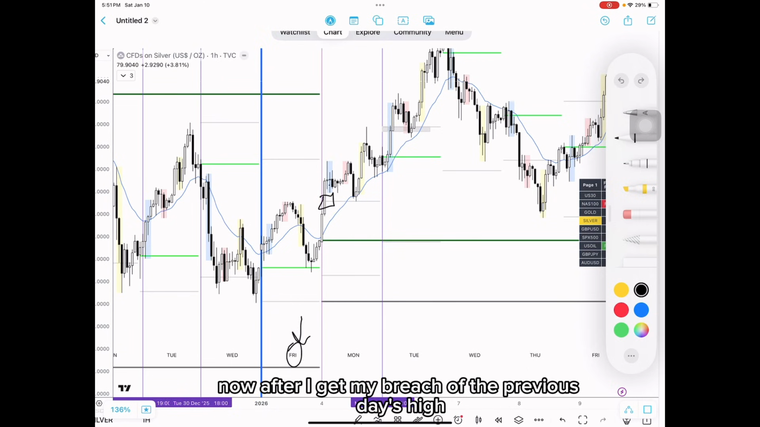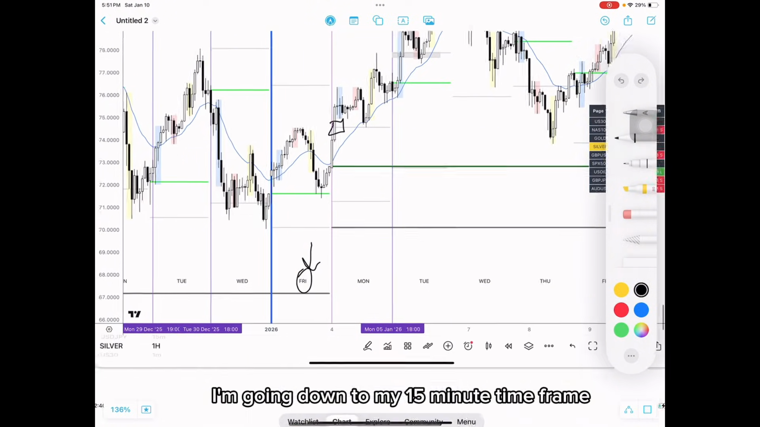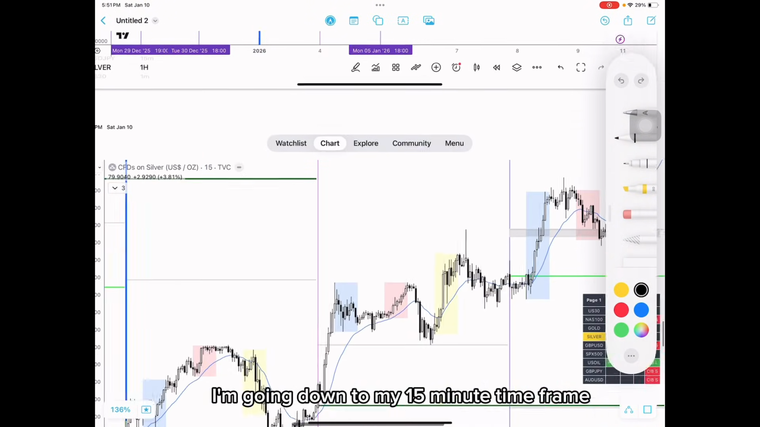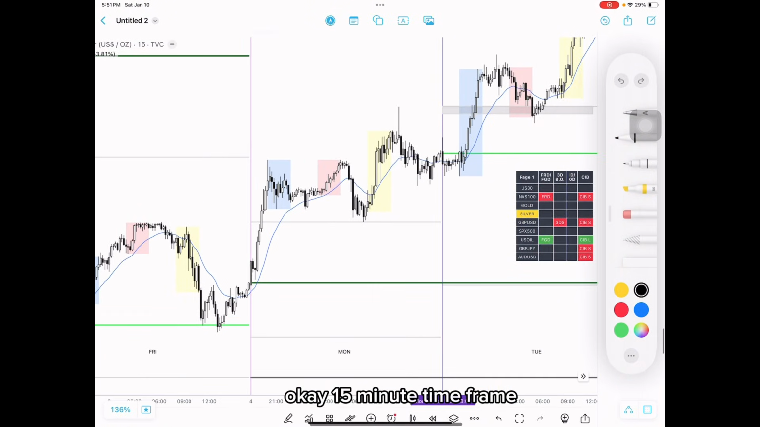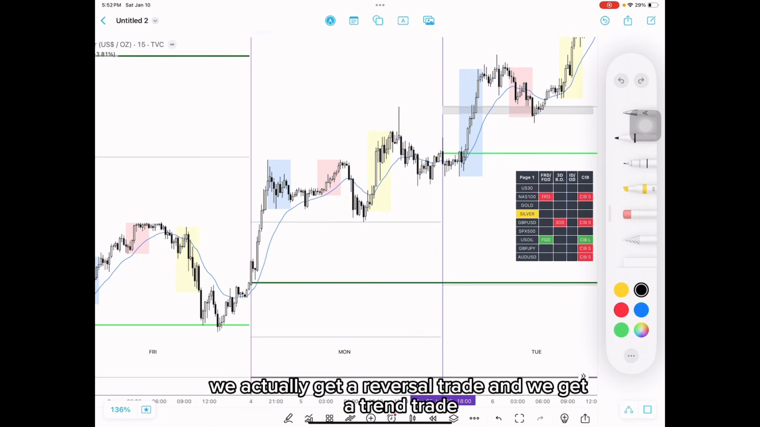Now, after I get my breach of the previous day's high, I'm going down to my 15-minute time frame. Okay, 15-minute time frame. I am a New York trader, so I'm looking for this trade, New York session. Now, as I drop down to my 15-minute time frame, I believe, yep, this is the 15-minute time frame, we actually get a reversal trade and we get a trend trade.